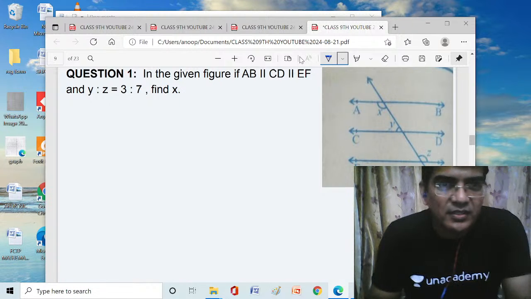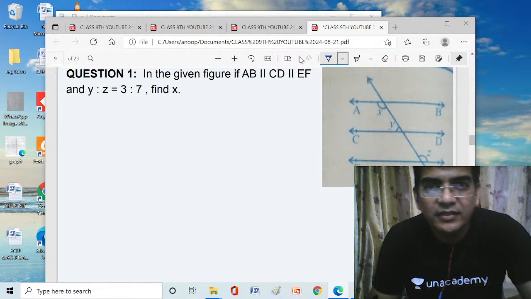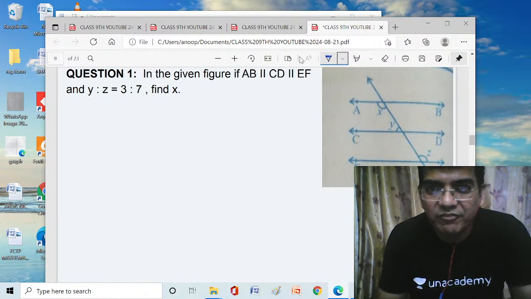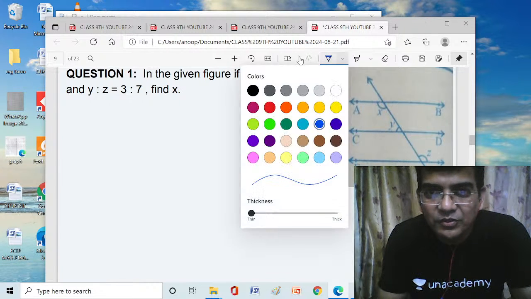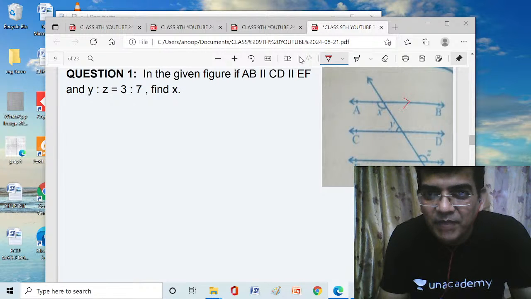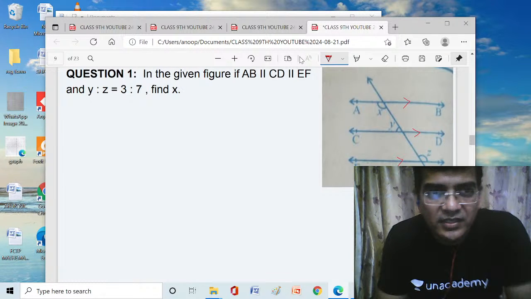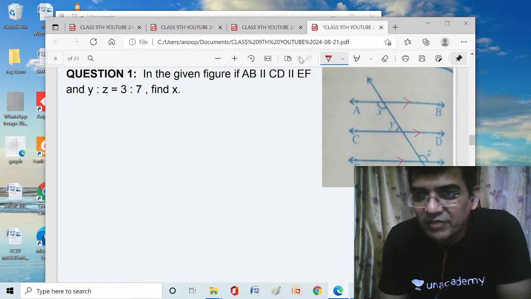Now, here you can see the given figure in which AB is parallel to CD and CD is parallel to EF. So these three sides have been given parallel, right? And they say y : z = 3 : 7. That is the ratio of these two angles, which have been marked as y and z.